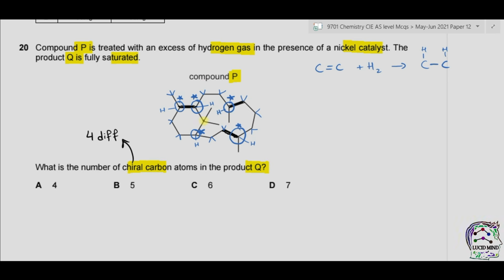Now moving towards this one, we have 2 identical CH3 groups attached to the same carbon atom. Therefore this carbon is not chiral. As 5 chiral carbons are present in the product compound Q, therefore the answer is B.